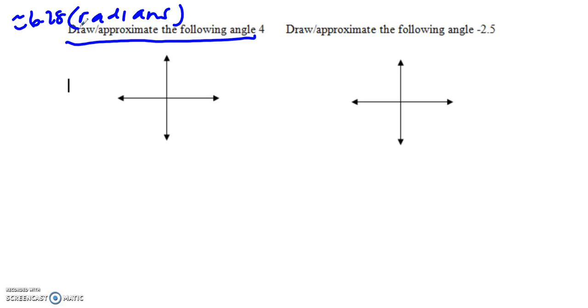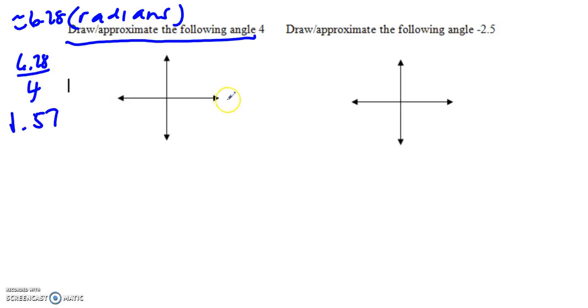So I have 4 equal quadrants, and I know that there's 6.28 radians all the way around this coordinate plane, or this circle, which means that if I take 6.28 and divide that by the 4 equal quadrants, I get 1.57. Which means, kind of like degrees, I can walk my way around the unit circle here.